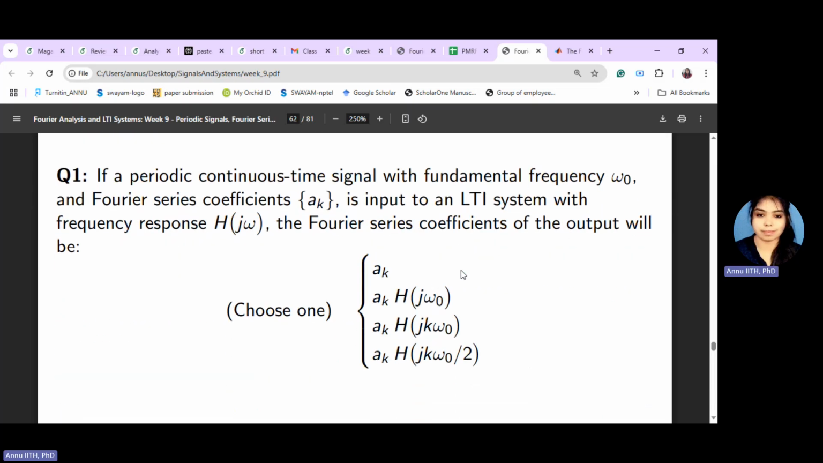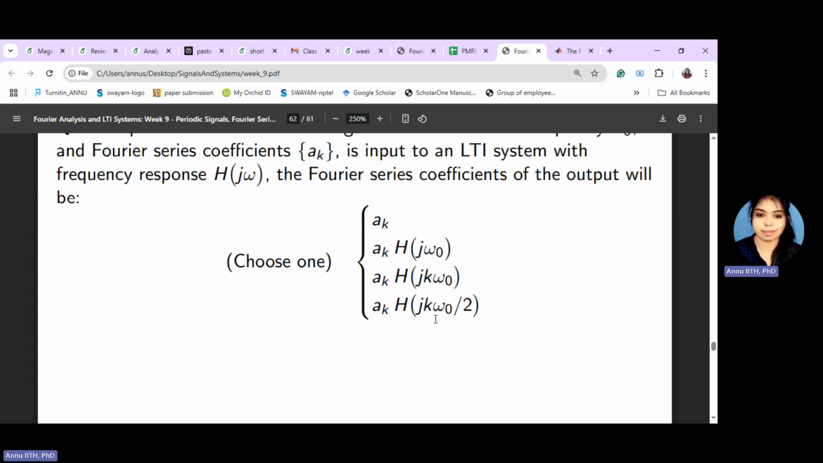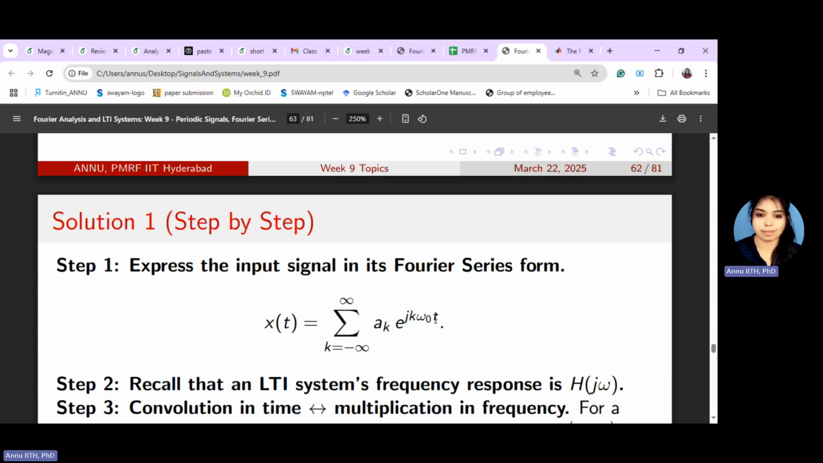If a periodic continuous time signal with fundamental frequency omega naught and Fourier series coefficients a_k is input to an LTI system with frequency response H(j omega), the Fourier series coefficient for the output will be, we know all, so it's a_k multiplied with the second option. No, the third option: a_k multiplied by H(jk omega naught).